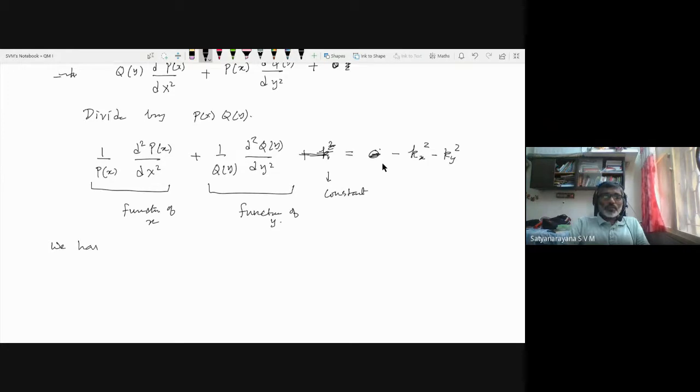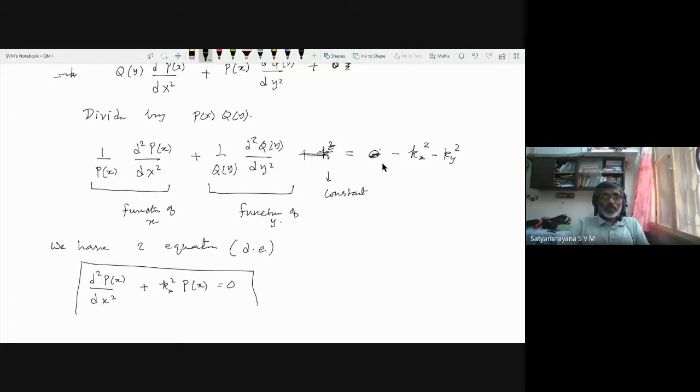We have two differential equations. One equation is d square p of x by dx square plus kx square into p of x is equal to 0. This is one equation. Remember, this equation is exactly like a particle in a one-dimensional box equation.